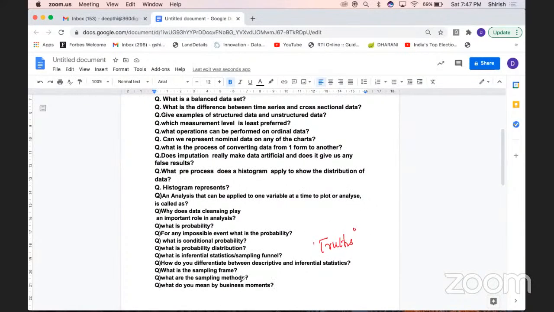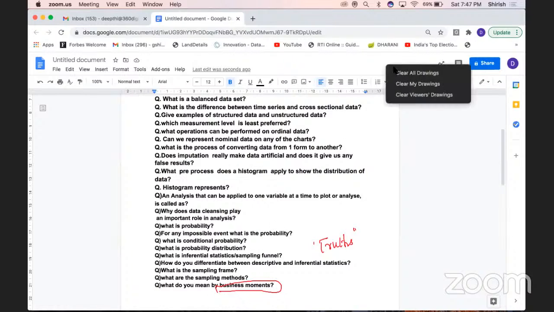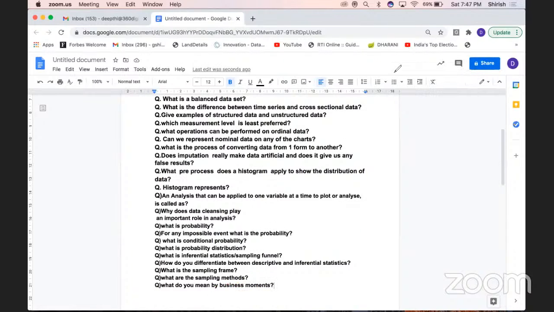Whatever management wants to seek from the data, and what they want to make businesses out of it, that is called business moments. It is the description about our data. The truths, whatever are there, the insights, as you call them. In other words, a moment is nothing but the truth, the truths involved with the data you have collected.